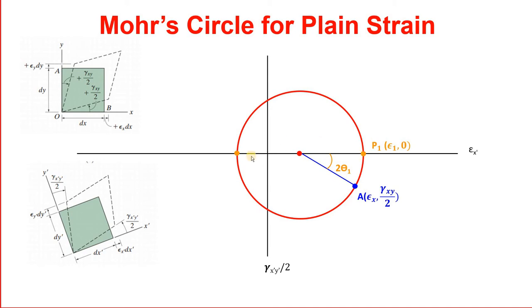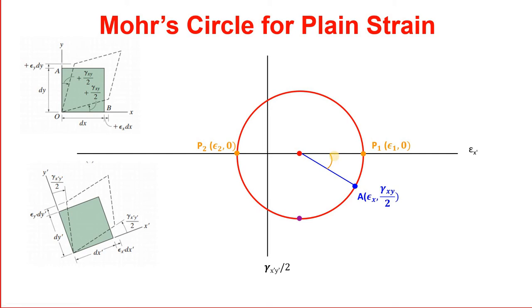The second point P2 is giving you the minor principal strain, and of course the associated shear strain would be 0. If you like, you can get the angle of this also with your reference line CA. This will be 2 theta 2.